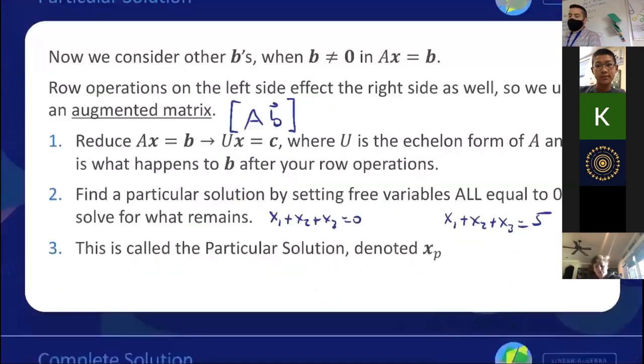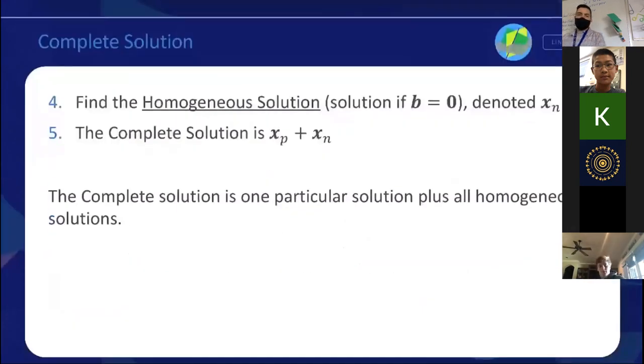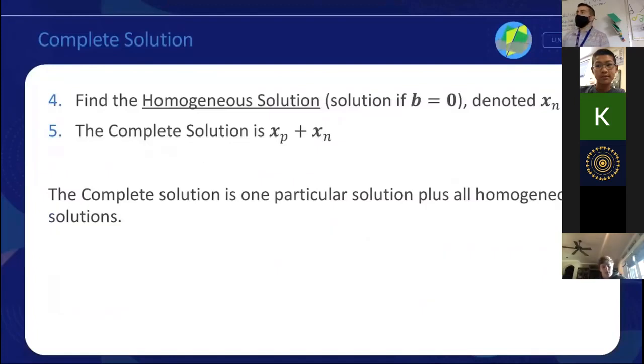But I can use what we did in lesson 8 to find more. So we'll find the homogeneous solution. All the special solutions that we found in lesson 8, we'll put them together in what we call the homogeneous solution. It's basically the null space. It's the solutions to AX equals 0. So we'll have a little subscript N, that's for null. Those are the things that make it 0.